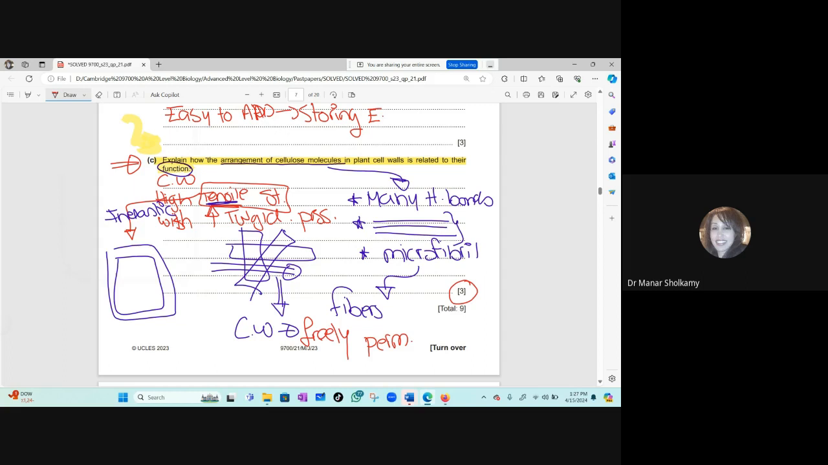Always they get a question about either cellulose or collagen or hemoglobin. Those three things are very important. Cellulose, hemoglobin, and collagen. Those three. And they get direct questions about their structure. So please study them well.